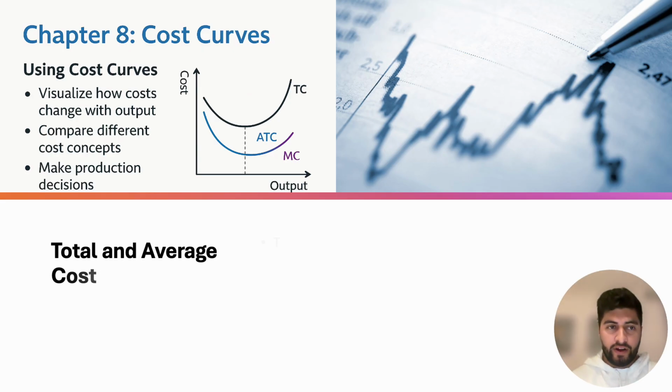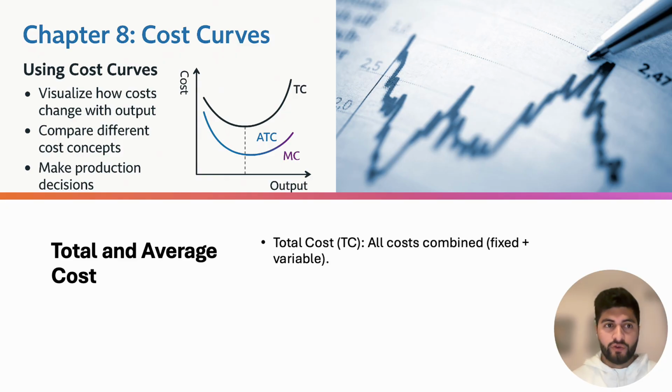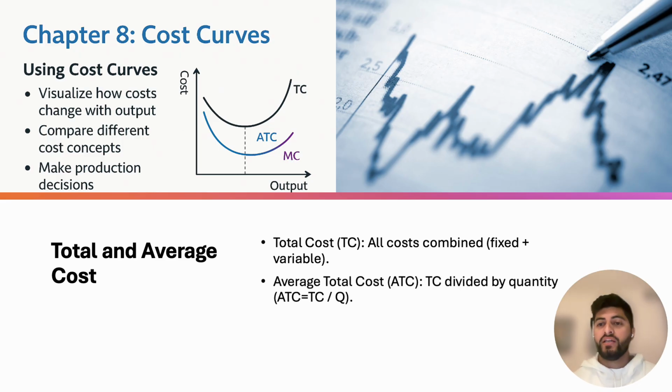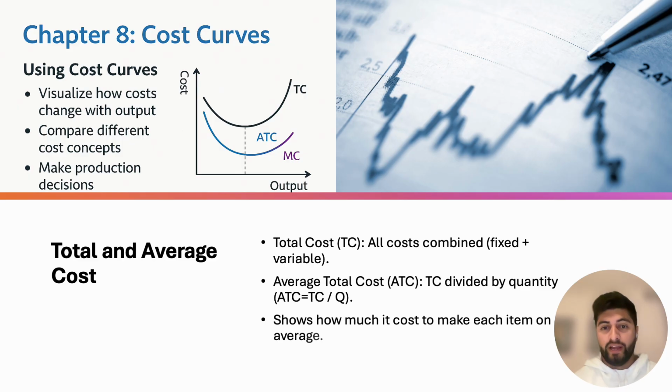So you can see here, I have a small graph just to visualize how costs change with output. TC will be our total cost, all costs combined, fixed and variable. Our average total cost will be our ATC, and that is TC divided by the quantity. So ATC equals TC divided by quantity. It shows how much it costs to make each item on average.